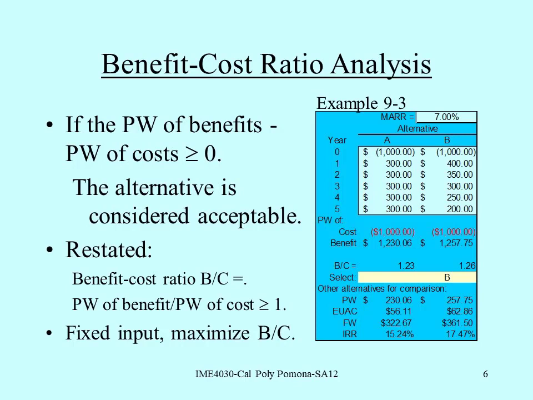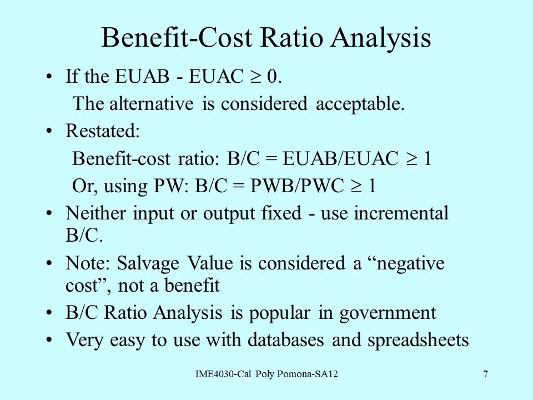Okay, now let's go to slide number 7. And again, we're talking about the ratio of the present worth of benefits to the present worth of costs. But if neither input nor output is fixed, in other words, if we don't have a fixed input or a fixed output situation, then we have to use incremental benefit cost ratio analysis.